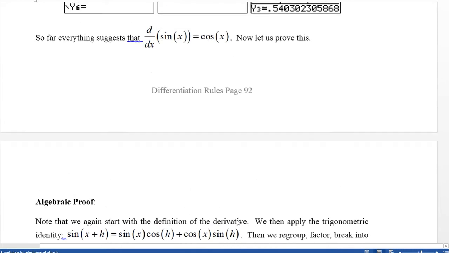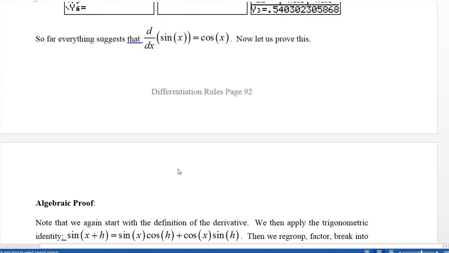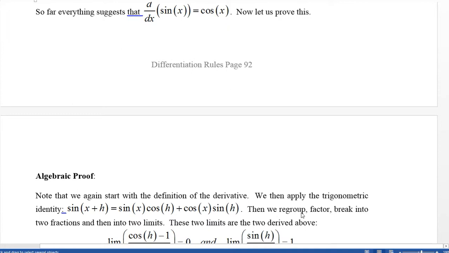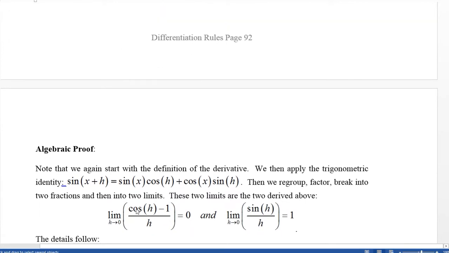Okay, so we're going to need a couple of identities. The first thing we're going to need is the fact that sine of x plus h is sine x times cosine h plus cosine x times sine of h. Now, if you want to see a proof of that, I direct you to my trigonometry videos, where we talk about sum identities. We're going to do some algebraic things like regrouping and factoring and breaking into fractions, and we're going to use some limit properties to break into two limits.